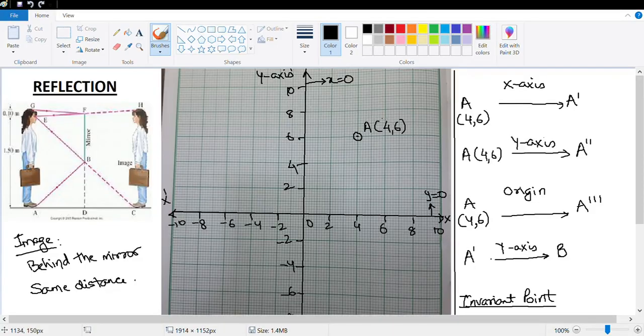Hi guys, let's start a new chapter. The new chapter is called Reflection. Now, before we get into mathematics, let's revise some reflection that we've learned in physics. We've done this in grade 8, maybe in grade 7 as well. So, reflection in plane mirror.